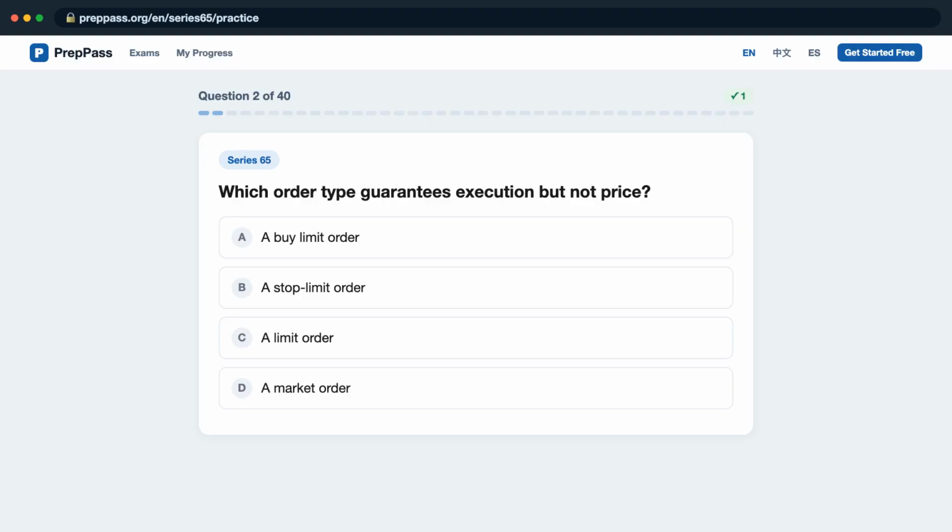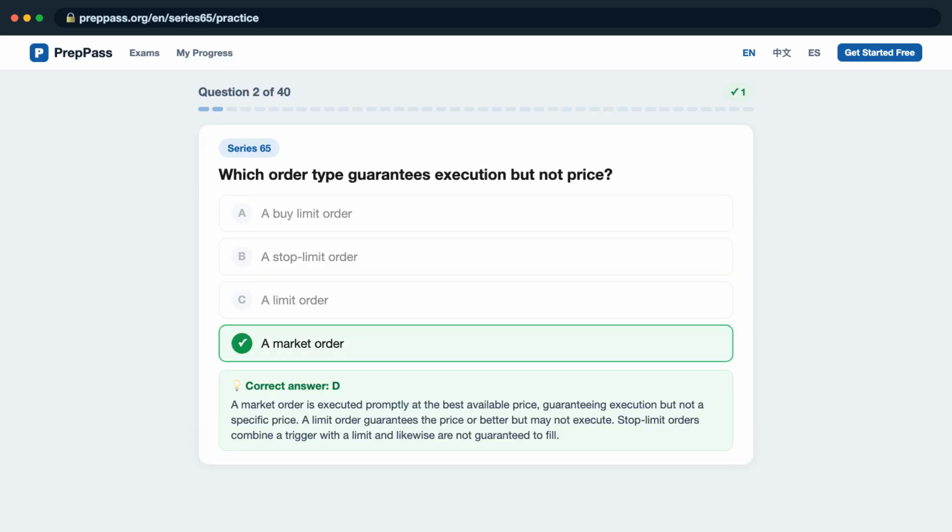Question 2. Which order type guarantees execution but not price? Is it A, buy limit order, B, a stop limit order, C, a limit order, D, a market order? The correct answer is D.